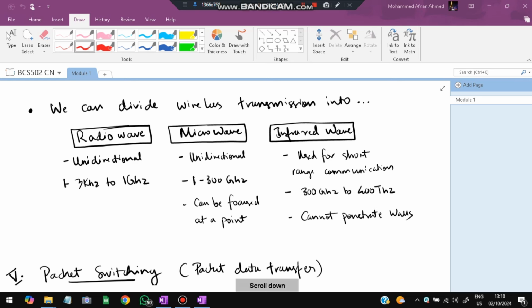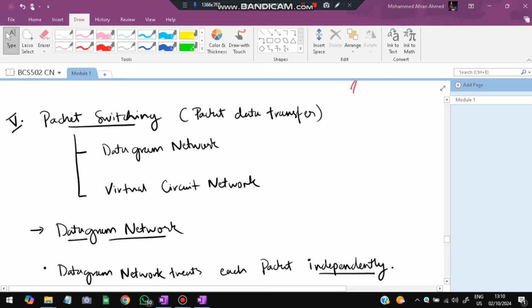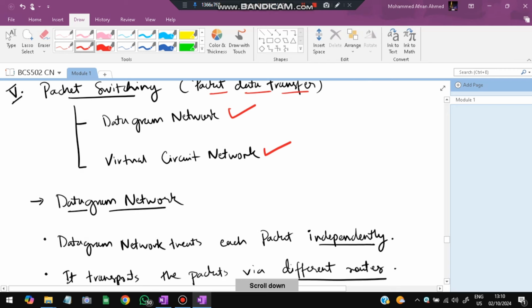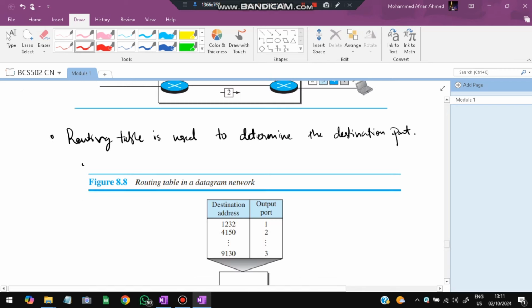Okay, next we have packet switching. This is the last topic from the 5 topics, and it has two categories: the datagram network and the virtual circuit network. So what is packet data transfer? Packet data transfer means that the data is transferred in the form of packets. It has two categories. The first one is the datagram network. Let's have a look at the datagram network.